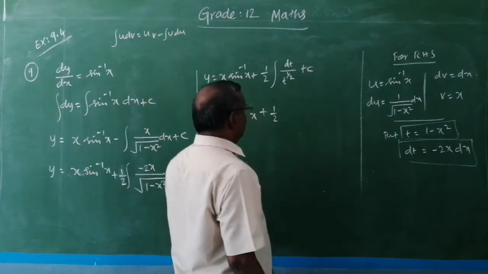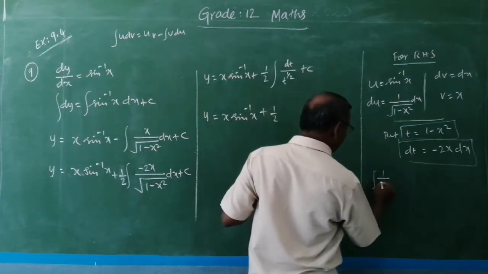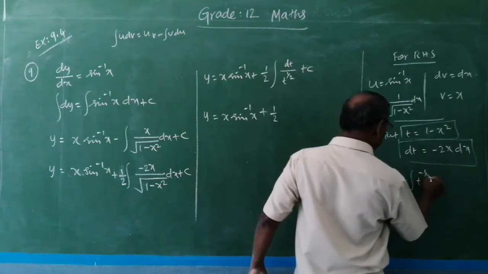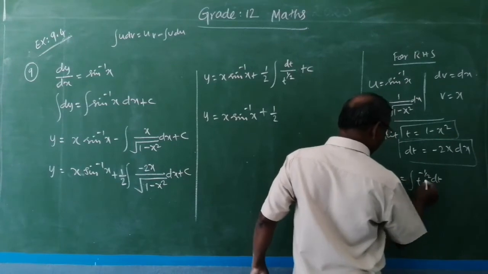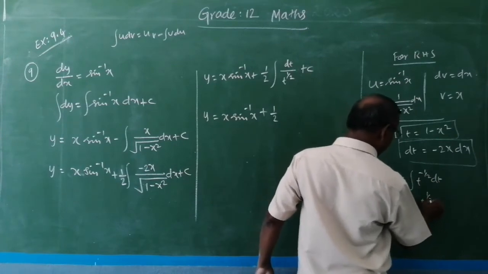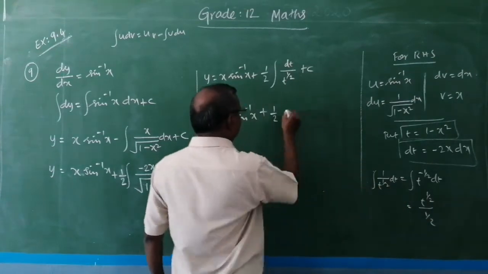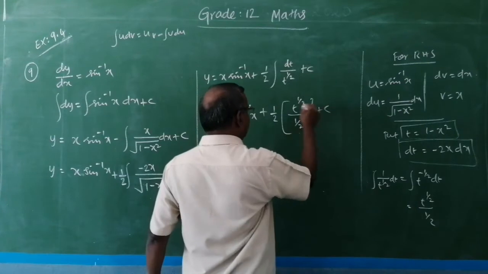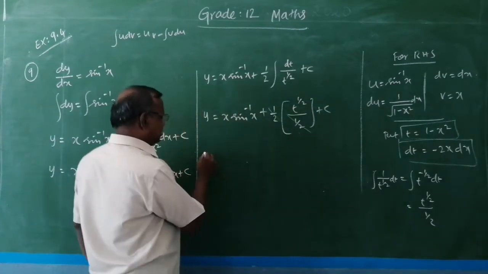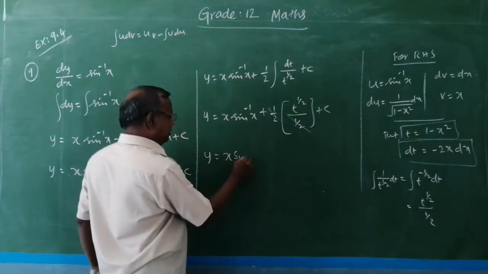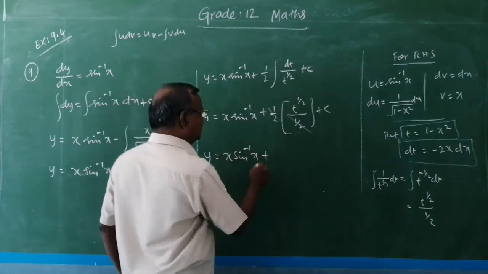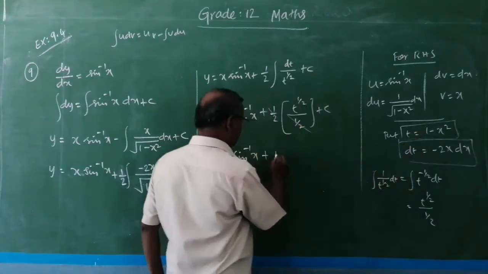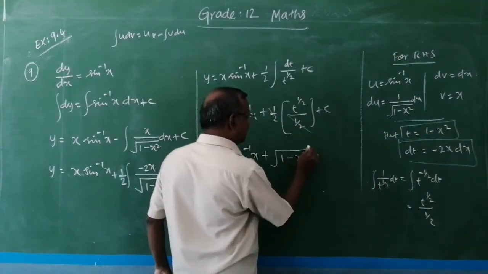So y equal to x sin inverse of x plus 1 by 2 into integral 1 by t power 1 by 2 into dt, equal to integral t power minus 1 by 2 into dt. Using x power n plus 1 divided by n plus 1, that is t power 1 by 2 divided by 1 by 2 plus c. So eliminate this 1 by 2, that is y equal to x into sin inverse of x plus t power 1 by 2, which means root t, that is root of 1 minus x square plus c.